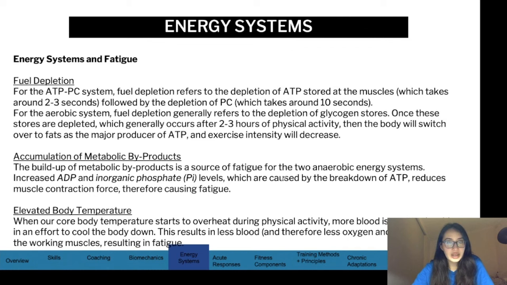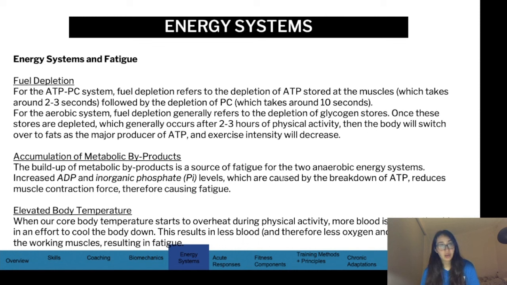Okay, so these are different causes of fatigue. If we deplete all the fuel in our body, if we deplete all the fuel for the ATP-PC system, like we completely run out of ATP stored at the muscles and the phosphocreatine, and this is quite common, if we sprint for 15 seconds we're going to use up all that. Once these are depleted, the body will switch over to using glycogen instead. And we know glycogen can be broken down without oxygen, in an anaerobic environment, or with oxygen. Glycogen can give you about 2 to 3 hours' worth of energy. So if you're running a marathon, your body's going to switch over from glycogen to fats eventually, but for the first part of the marathon you're going to be using glycogen mostly. So the body will switch over to fats as the major producer of ATP, and the exercise intensity will decrease.